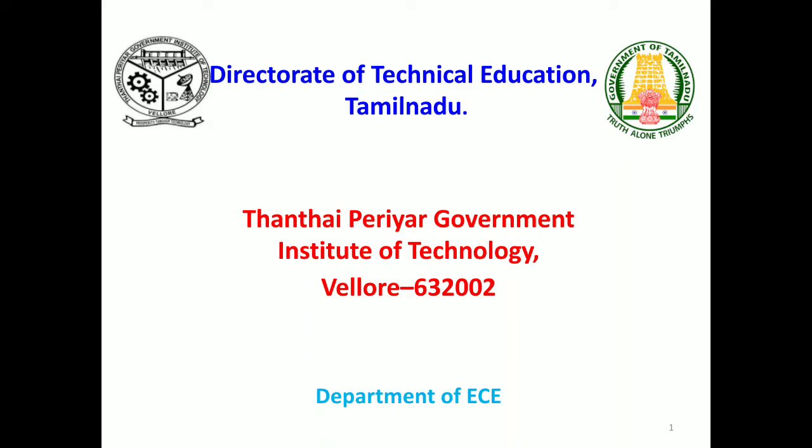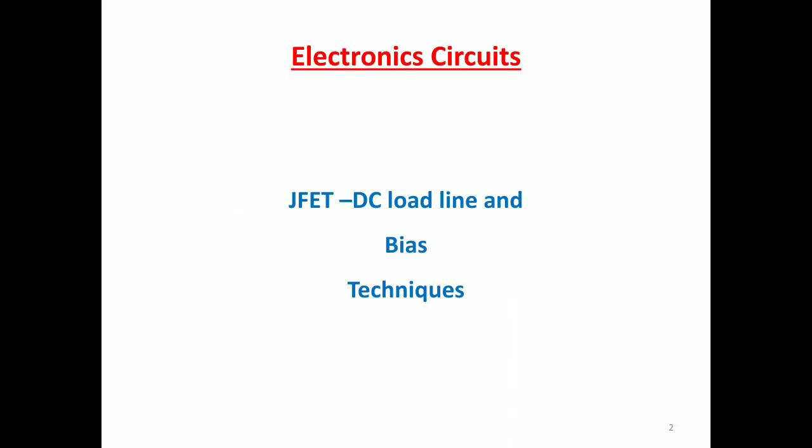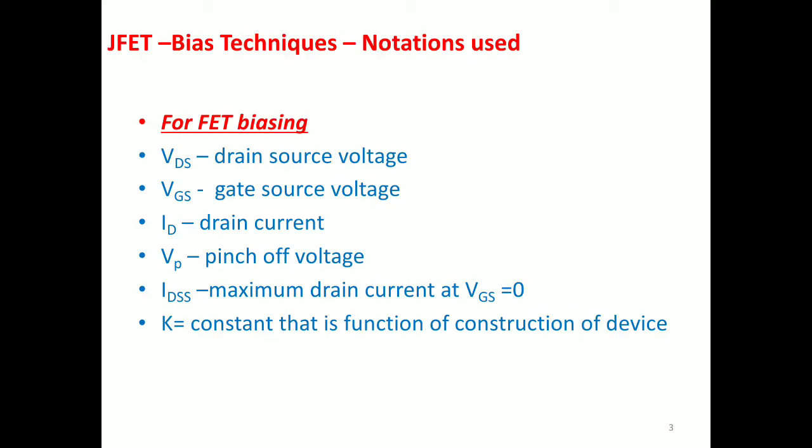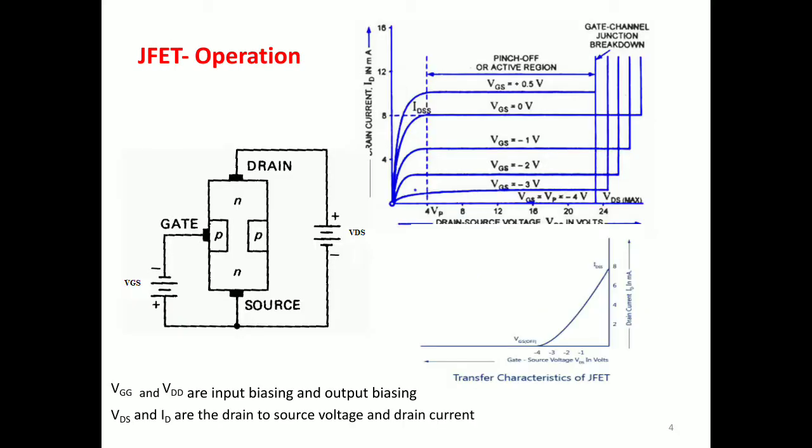Here we are going to discuss the JFET DC load line and biasing techniques. Before that, we'll go over some notations used in the slide. The first ones are drain source voltage, gate source voltage, drain current, pinch off voltage VP, and IDSS, the maximum drain current at VGS equal to 0. K is a constant that is a function of the construction of the device. With this, we'll move on to the topic.